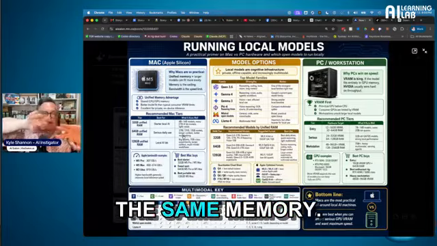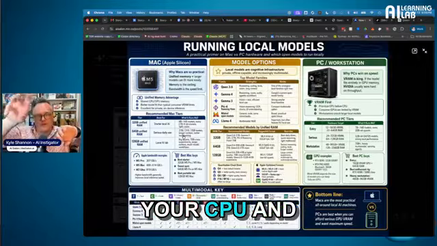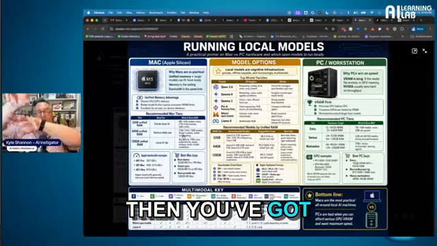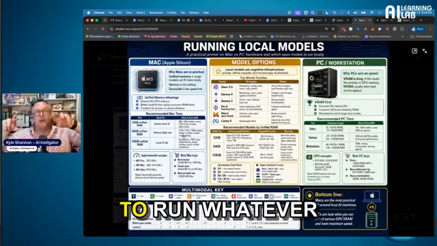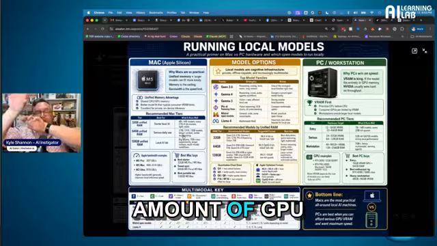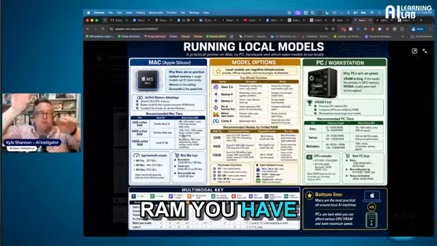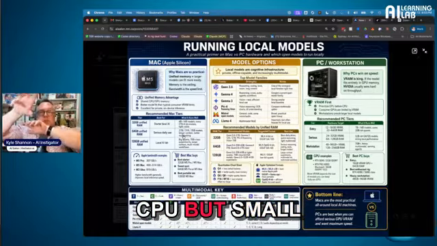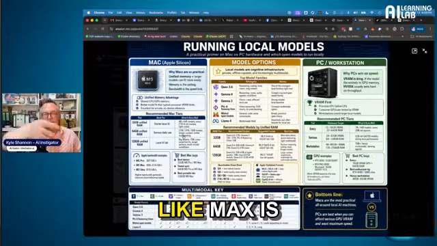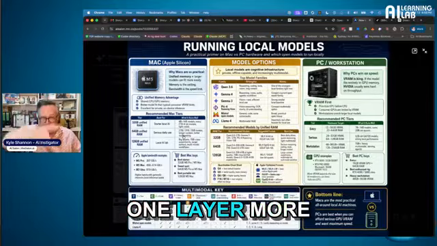When you buy a PC, you've got RAM for your CPU, and then you've got graphics cards with VRAM for the GPU. You have to be able to run whatever model on the amount of GPU RAM you have access to. So if you've got a really good CPU, but small video memory on a PC, that's not great. So the reason people like Macs is that it's one layer more simple.